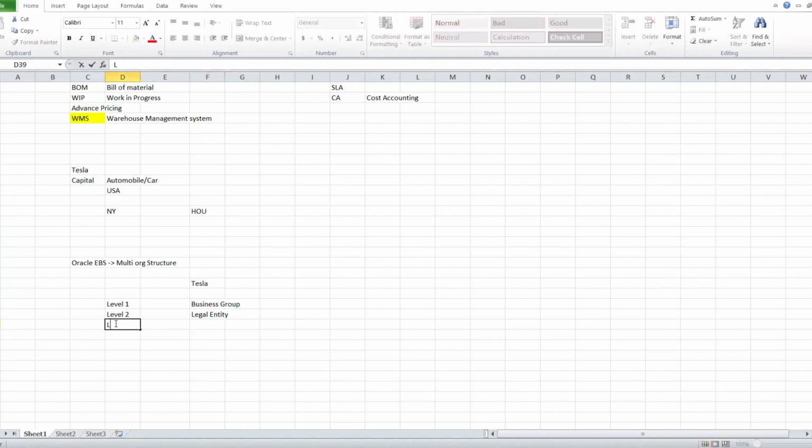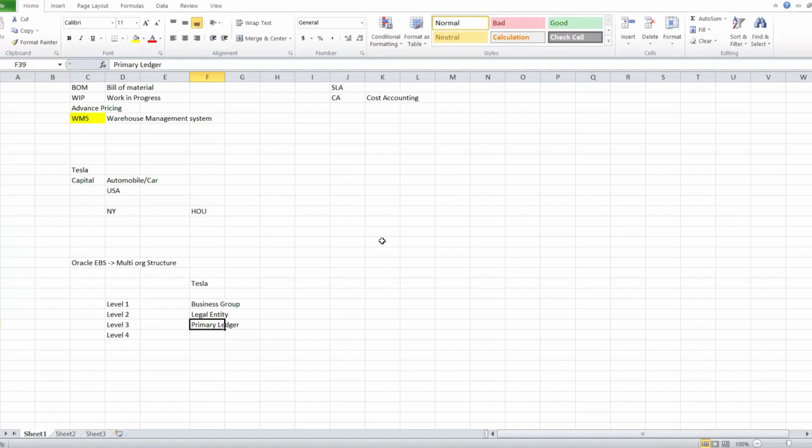Now in level 3, each and every legal entity has a primary ledger. Level 4. Now there is a question: what is the ledger? A ledger is nothing but an accounting book where the business needs to record each and every transaction.